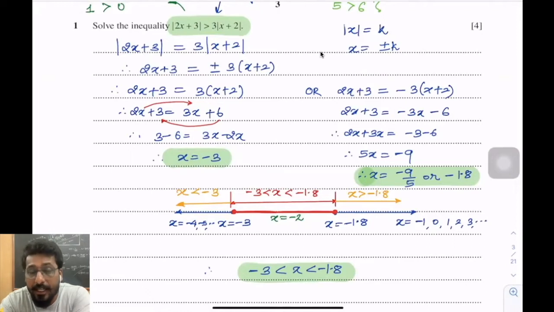Did you notice that? There is no equal to sign in my answer because the question did not contain the equal to sign. The inequation has a greater than sign, it was not a greater than or equal to sign. So these few things you need to always take very proper care of: the signs, the inequalities, the equalities.